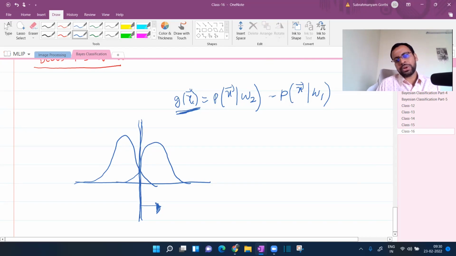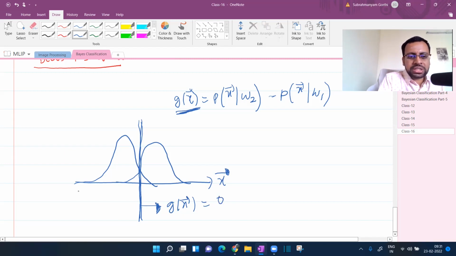The g of x bar value on the decision surface will be... I take this as my x bar. Just imagine this in 1D, you can nicely extend it. As I said, they will be just hyperplanes. So what will be the g of x bar here? 0.